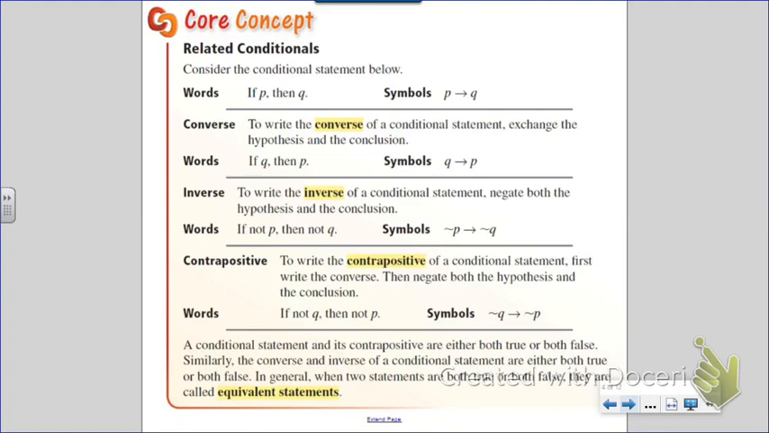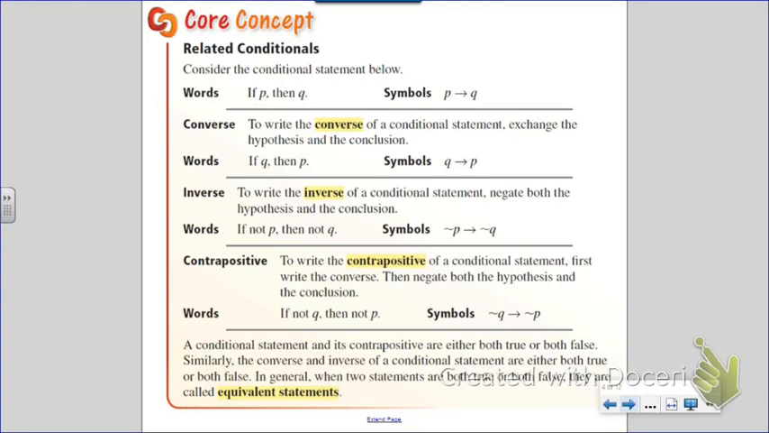Here's how to write each of the different types of statements in words versus using symbols. The converse of a conditional statement is switching the hypothesis and the conclusion. The inverse is negating both the hypothesis and conclusion, and the contrapositive is negating both the hypothesis and the conclusion after you write the converse.